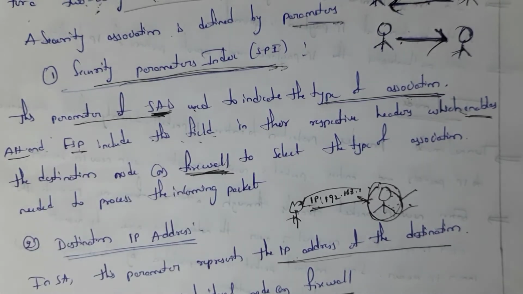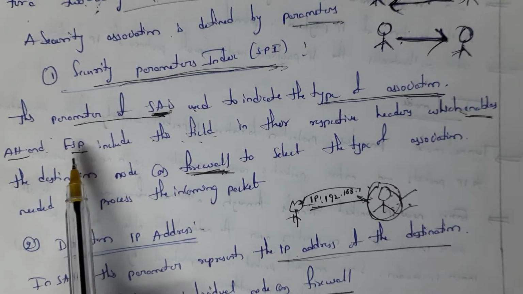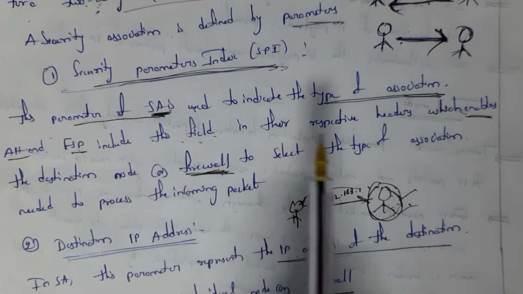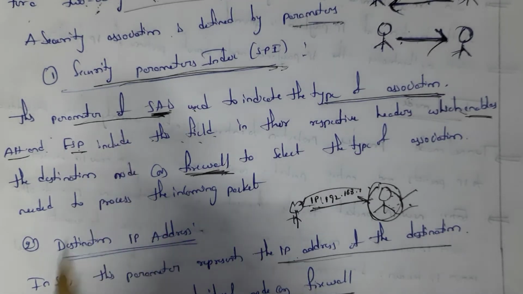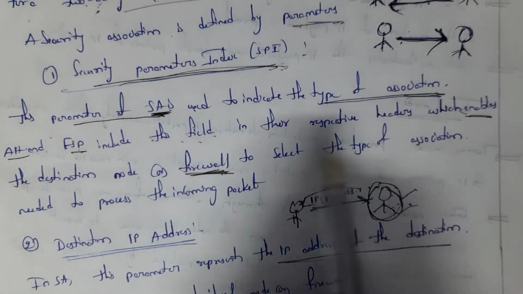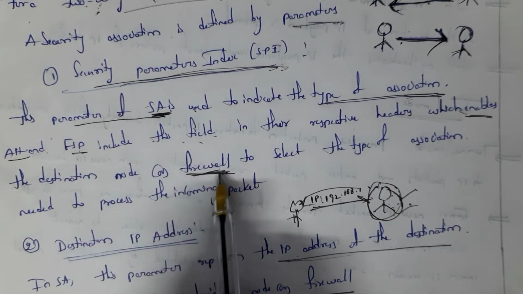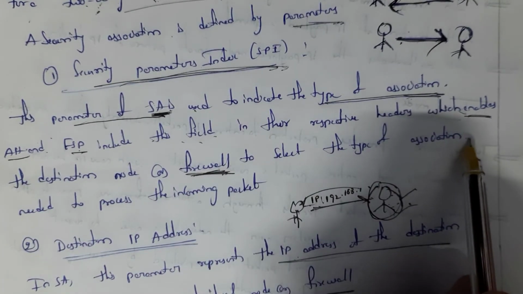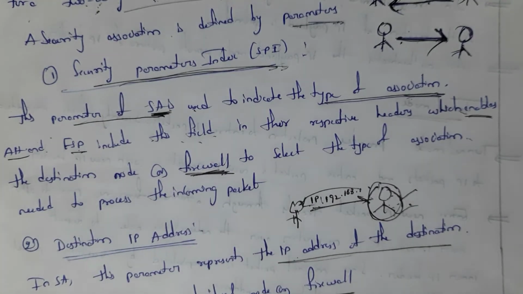See, authentication header and encapsulation security payload ESP include this field in their respective headers. This security parameter index is contained in the headers. In that header we need to include the authentication header protocol and encapsulation security payload. By this, it enables the destination node or firewall to select the type of association.